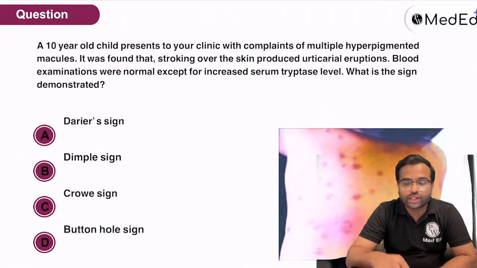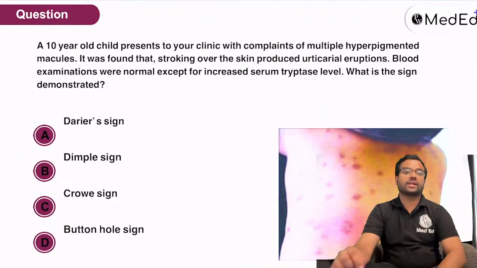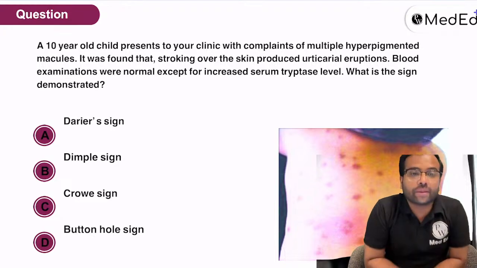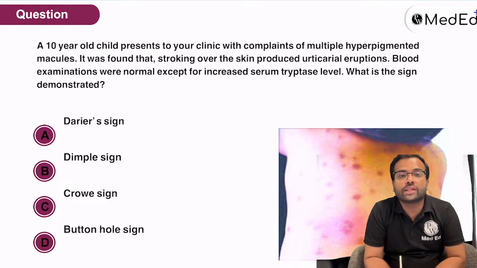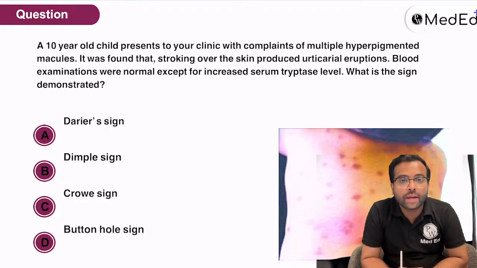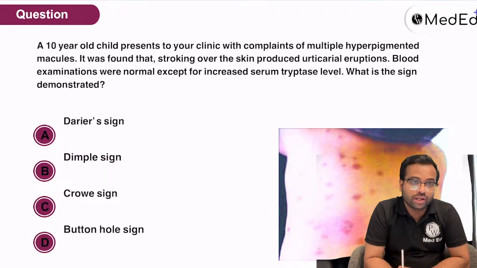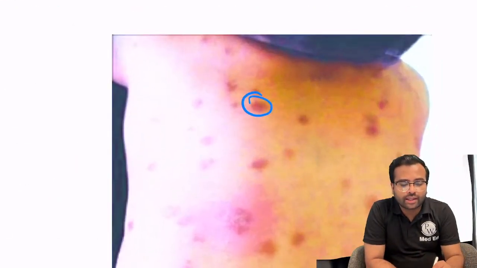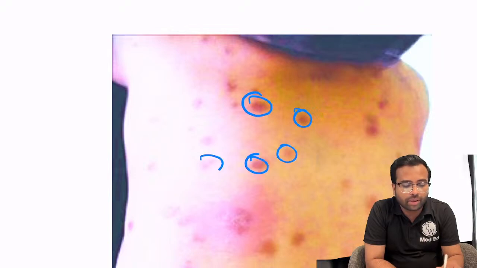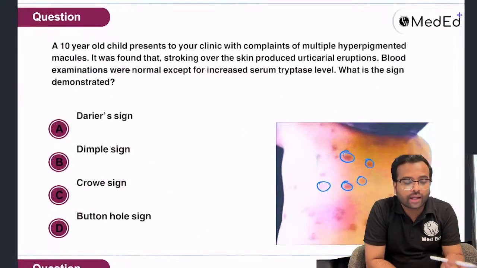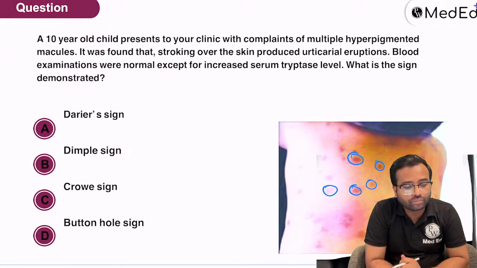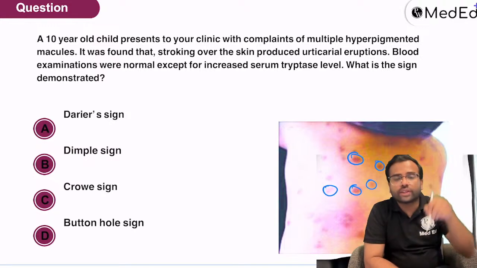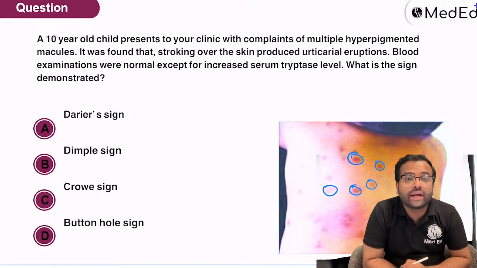So now let's go to the next question. The next question says, a 10-year-old child presents to the clinic with complaints of multiple hyperpigmented macules. You can see in this image also that there are multiple hyperpigmented macules, and the question says that stroking over the skin produced urticarial wheals.